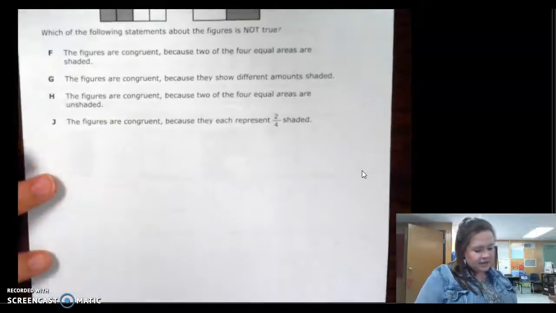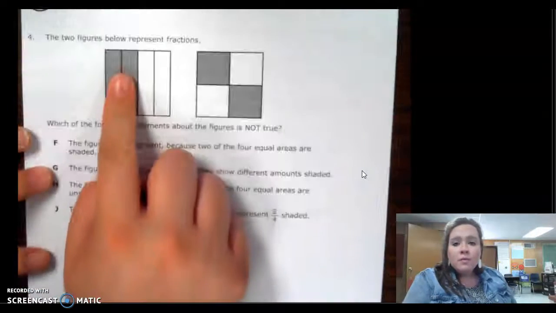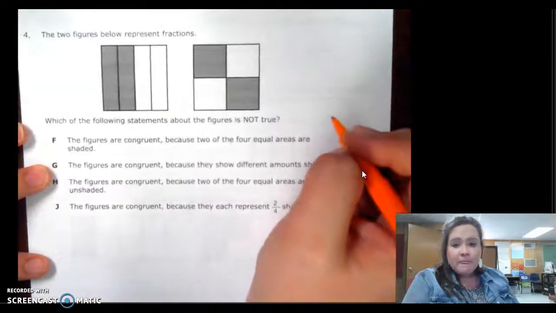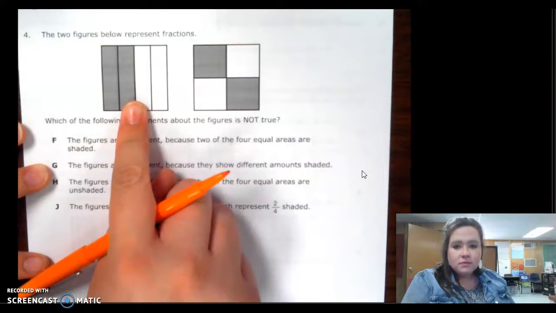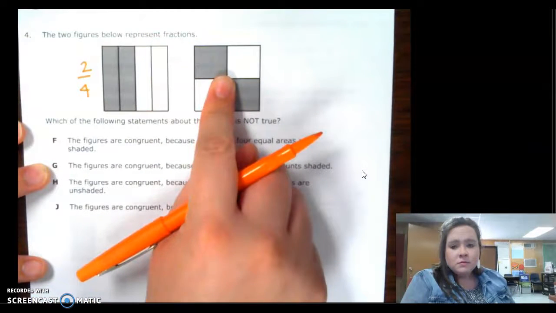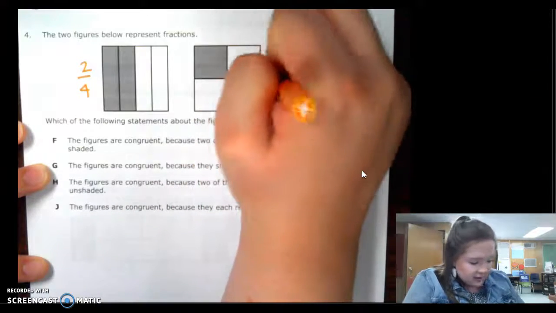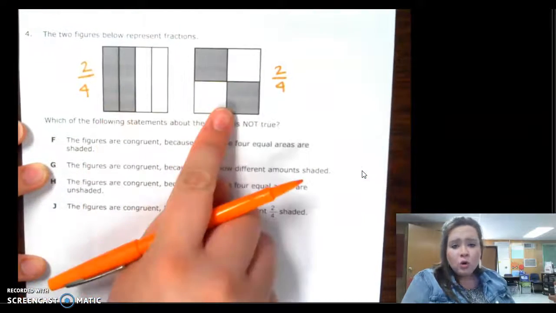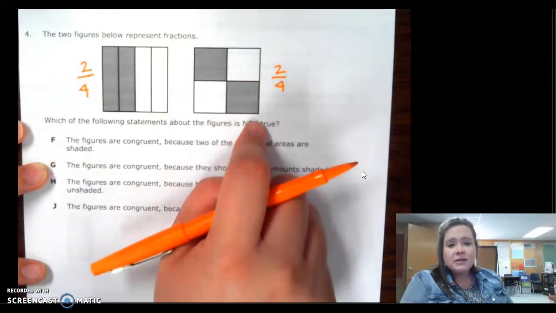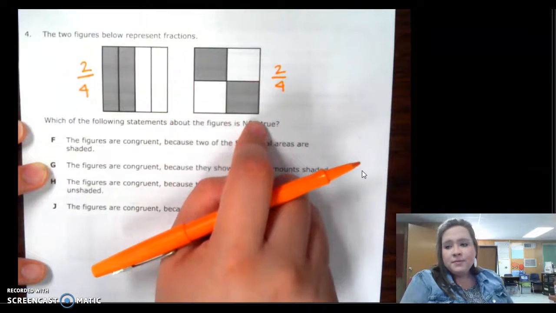All right, let's look at this one. The two figures below both represent fractions. Let's figure out what fractions these both represent. What is this first fraction? Good, 2/4. What is this fraction? Good, 2/4. They both represent 2/4. Now, are my wholes the same size? Meaning the whole figure, are the whole figures the same size? Yes, they are. Are my parts split up the same way?